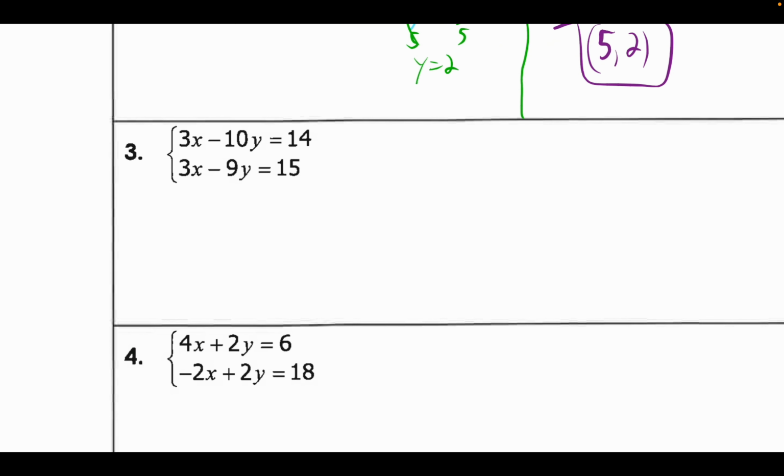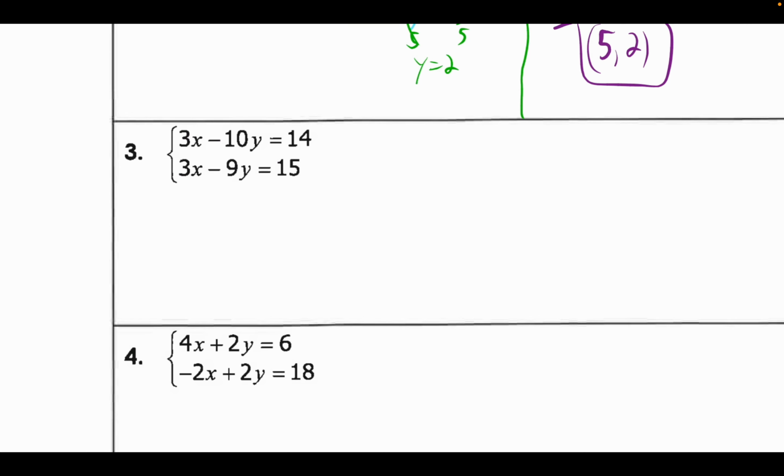Moving on to number 3. Once again, we can check that it's lined up. x, y equals numbers. Perfect. Then we want to make sure, can we add to eliminate? And while these are both 3x's, they're both positive, and if they're the same sign, they will not eliminate when you add. They'll just create a bigger number.